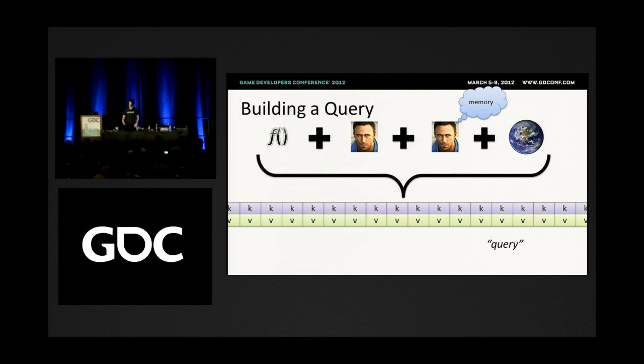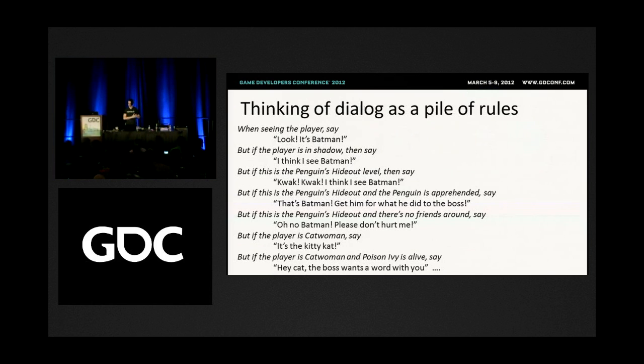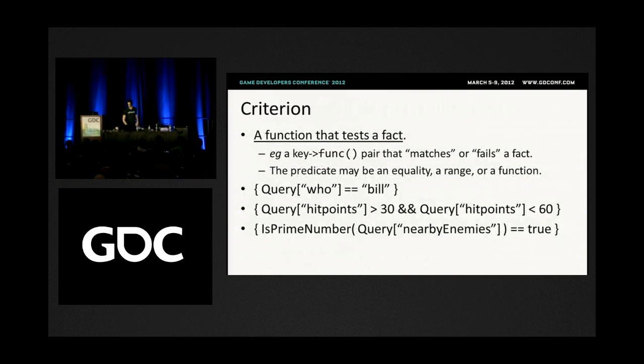This is your query. It's also natural to think of Dialog as a pile of rules. We're used to thinking of, well, in general, if the henchman sees Batman, he says, oh, look, Batman, unless he can kind of barely see Batman, unless he works for the Penguin, unless he works for the Penguin and the Penguin is dead, unless. It's really natural to think in terms of general rules and specific exceptions and exceptions to the exceptions, kind of like a pyramid.